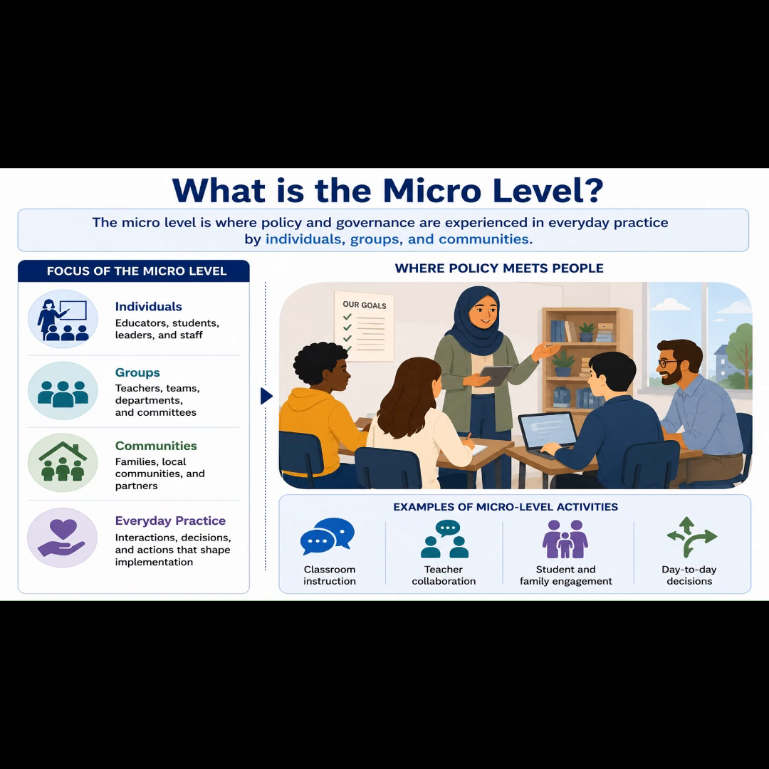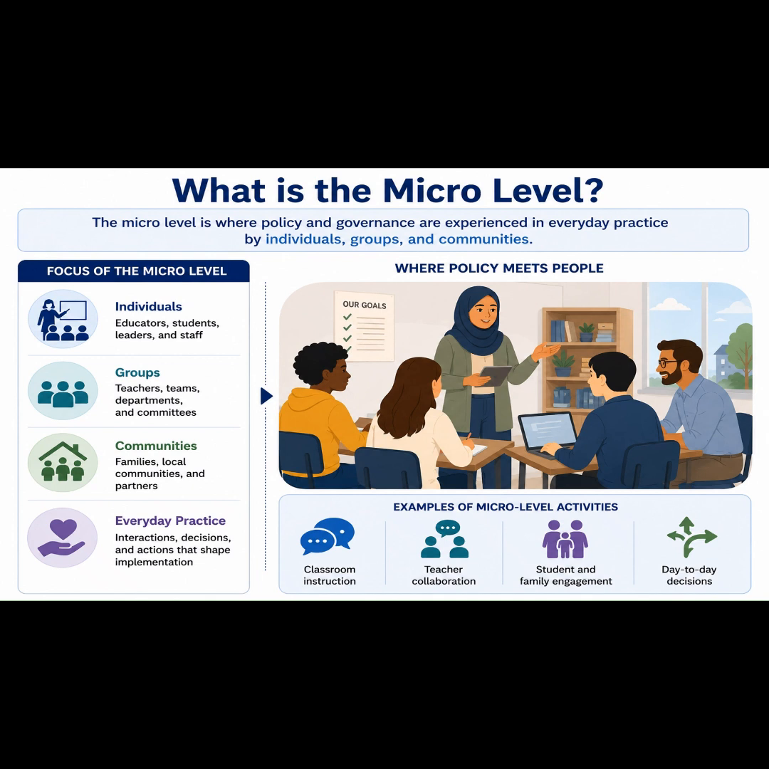Welcome back. In the previous video, we explored the meso level and saw how organizations translate policy into action. But an important question remains: where do policies actually come to life? The answer is the micro level. The micro level is where policy and governance are experienced in everyday practice. It is the level of educators, students, families, staff, and communities.